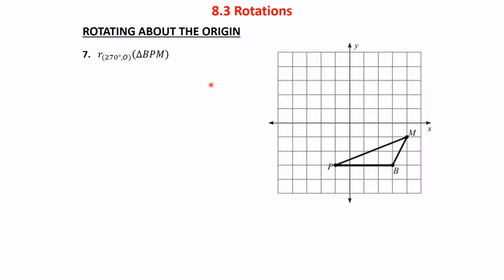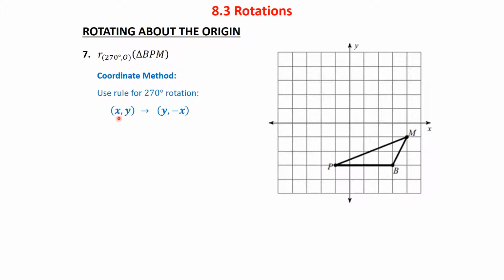Number 7, problem number 7. Here I'm rotating triangle BPM 270 degrees about the origin. We had a rule for that in our coordinate method. We are going to use the rule that says my point (x, y) will be mapped onto my point (y, -x). So here again, like we saw with 90 degrees, my first step will be to switch my coordinates.